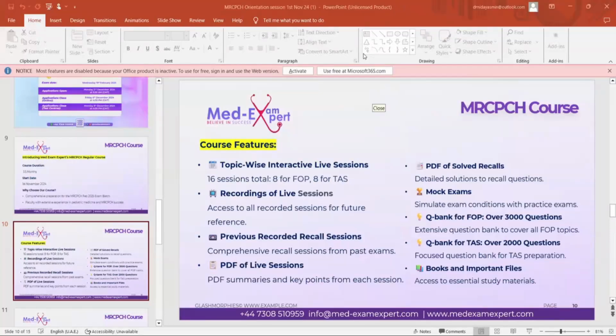So we were discussing the PDF of the solved recalls and the mock exam. Just attempt a mock exam if you are planning for the exam, because if you give the mock exam and score low, your morale will become low. And we also give access to a book, covering the recommended books required for this exam. Any other questions?